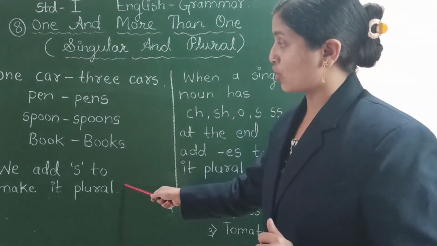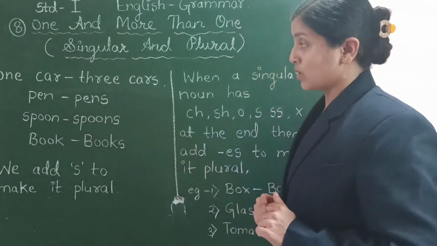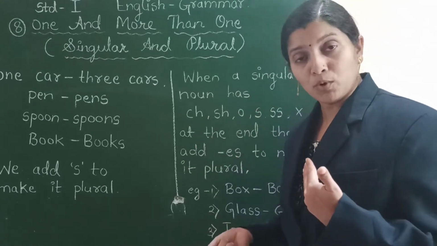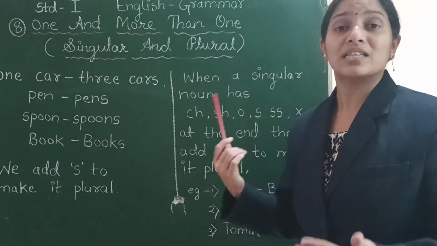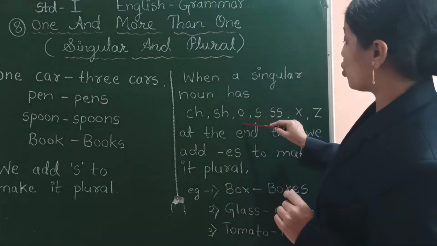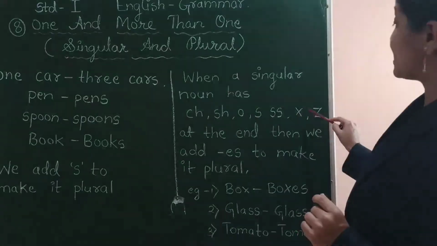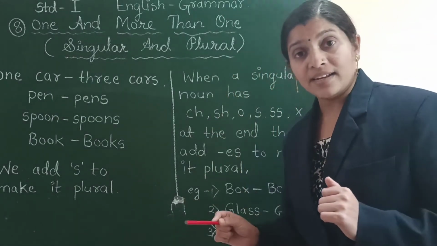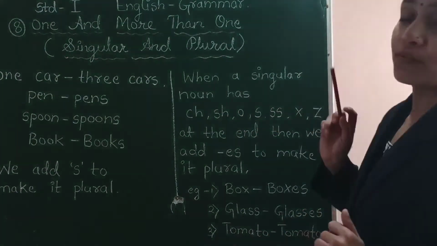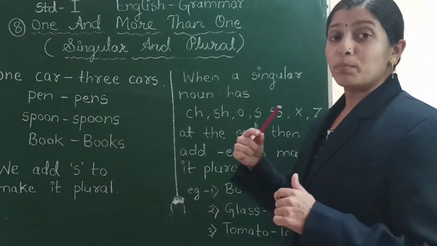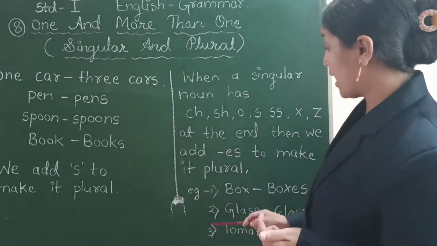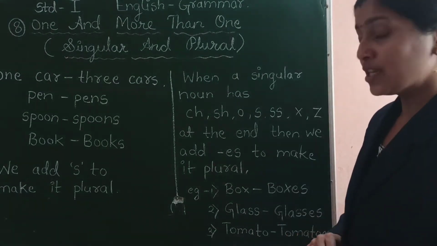So here we saw that there were some singular words and we added just s to them and made them into plural form. But there are some other words which have ch, sh, o, s, double s, x and z at the end of the spelling, and if these letters are found at the end of these words, then to convert these words into plural form, we have to add es. Okay.